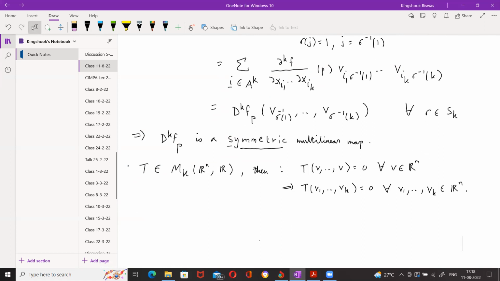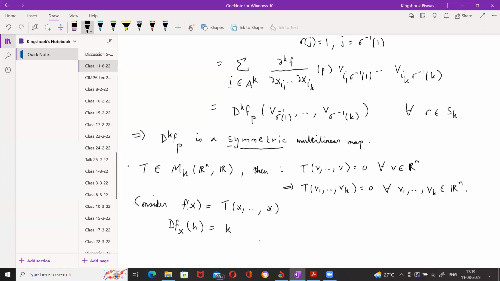Okay, so actually the proof is the following. You look at the function f of x, which is T of x comma x. So this is a polynomial function of degree k in x. It's a homogeneous polynomial of degree k, and so this will be C infinity. It's just a polynomial function. What are the derivatives of this? Well, the first derivative is easy to see.